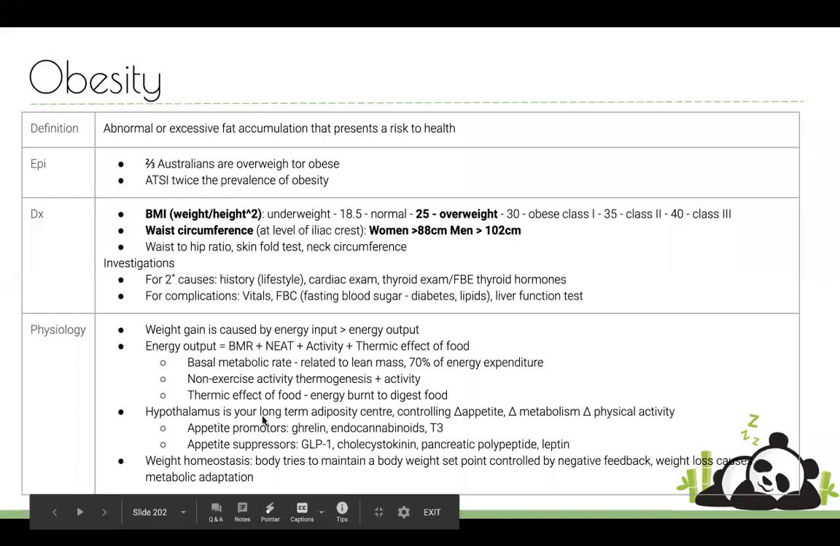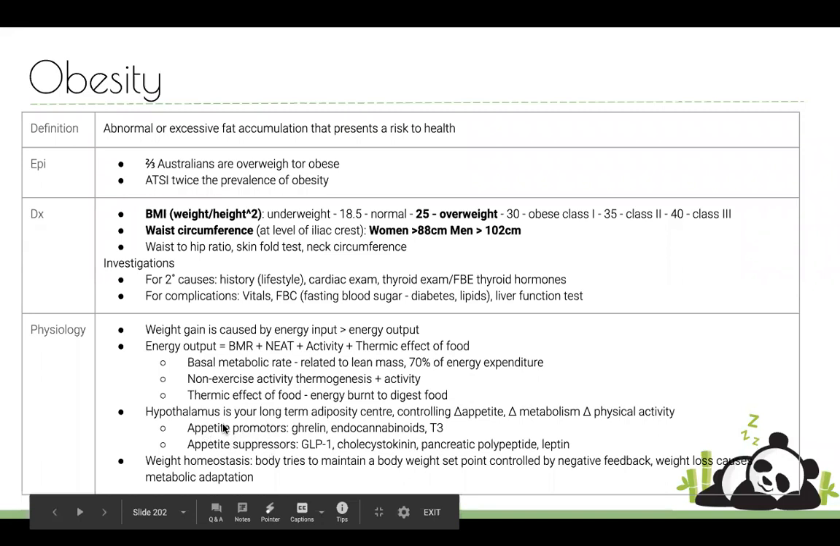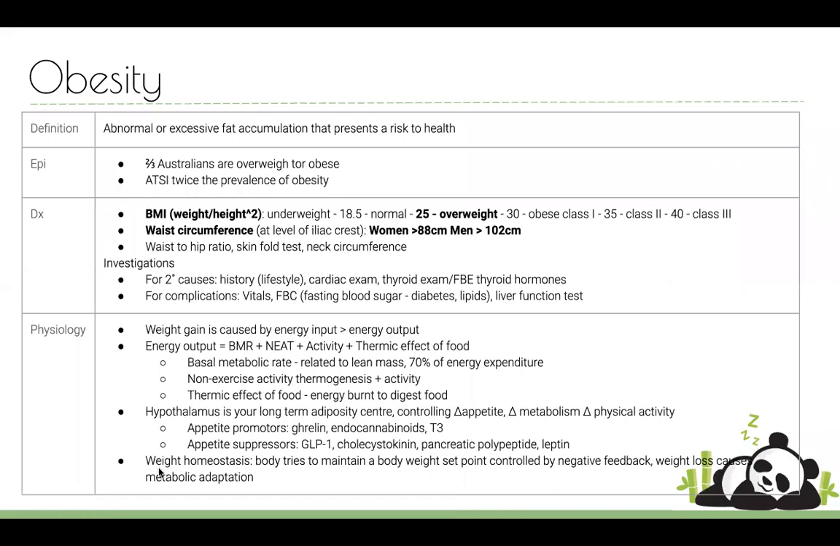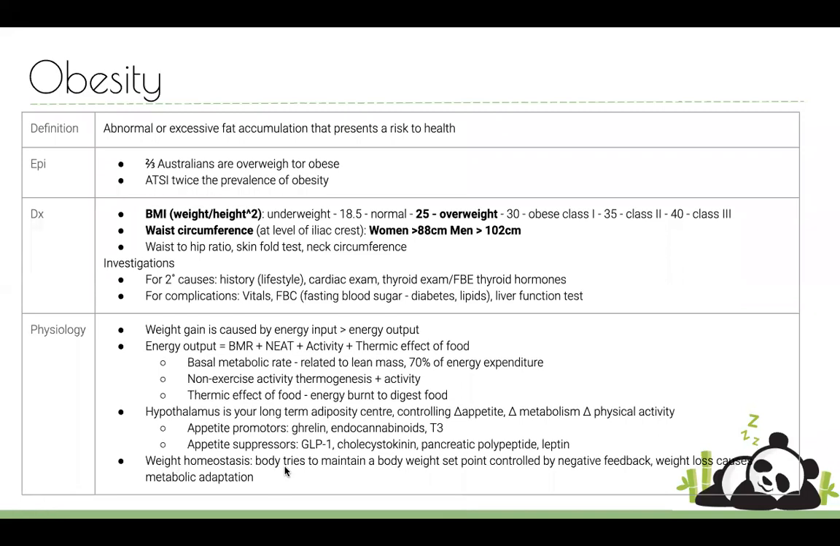The hypothalamus is your long-term adiposity center. So that part of your CNS or your brain controls your appetite, your metabolism, and essentially your physical activity, because it'll make you like, shake your leg and annoy everyone around you and everything like that. And you have appetite promoters and suppressors, which I might talk a bit more about in nutrition. It might also be good to note that there is weight homeostasis, so your body tries to maintain a weight set point, and it's controlled by negative feedback. And so if you lose weight, your metabolism will adapt for you to essentially get more nutrients from your food so you don't lose too much.